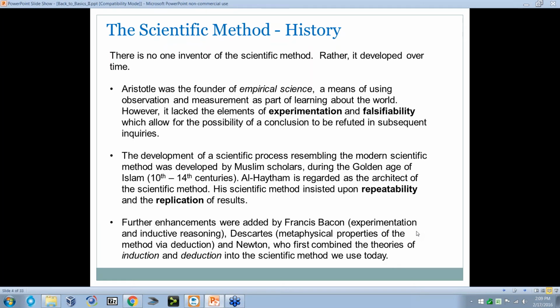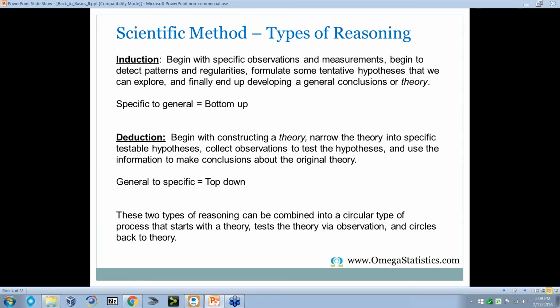So what is this induction and deduction stuff? Induction, we begin with specific observations and measurements, and then we begin to detect patterns and regularities, and then we formulate some kind of tentative hypothesis that we can explore, and finally we end up developing a theory or some kind of general conclusion. And it goes from specific to general. It goes from the bottom up, is another way of looking at it.